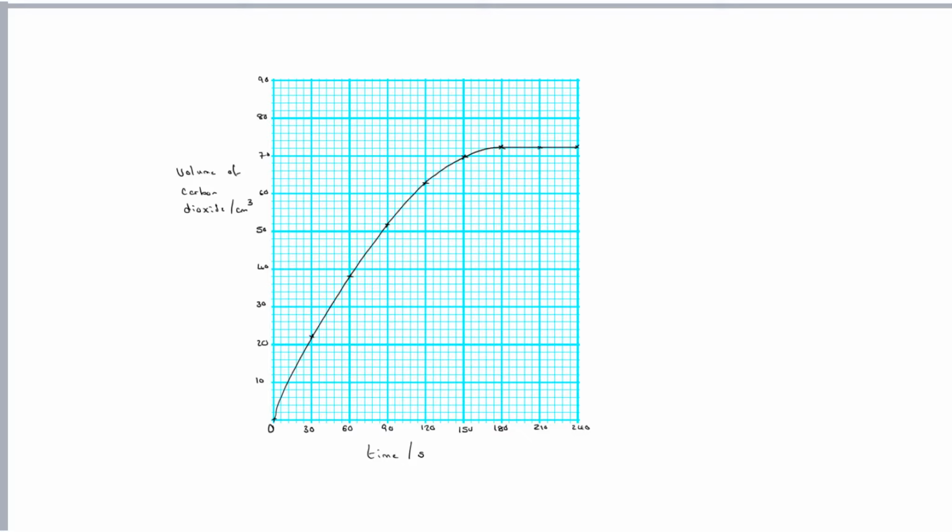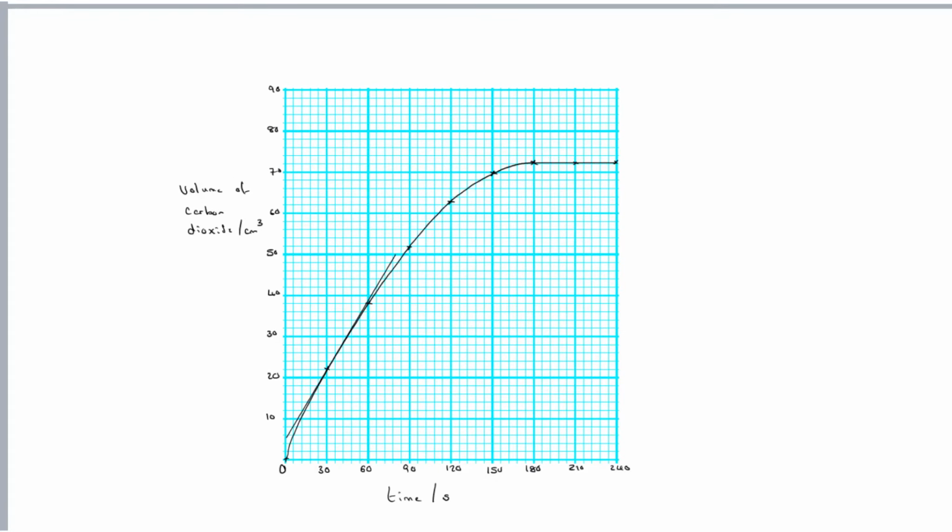Now the rate of reaction of course changes, and we'd have to work out the gradient of the graph at a particular point to work out the rate of reaction. So what I'm going to do, I'm going to work out the rate of reaction at 45 seconds, so about there, and also at 120 seconds. Now to work out the gradient of a curve, you have to draw a tangent to the curve at that particular point and then work out the gradient of the straight line.